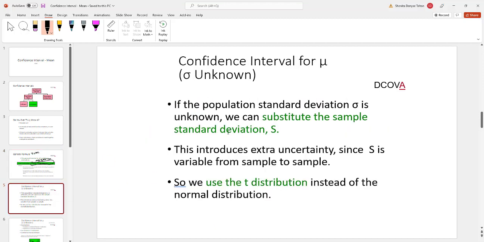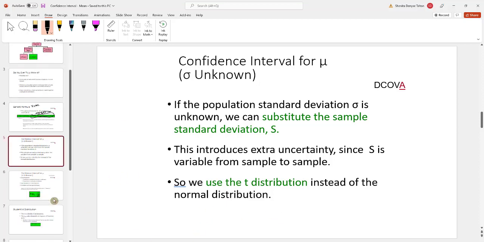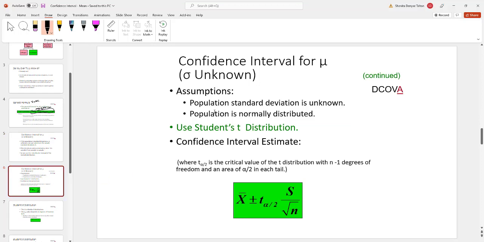If the population standard deviation is unknown, we can substitute the sample standard deviation, which is denoted by the letter S. This introduces extra uncertainty, since the sample standard deviation varies from sample to sample. We then introduce a new type of distribution, called the t-distribution. We will not use a normal distribution here. The assumptions are that the population standard deviation is unknown and the population is normally distributed. We'll use the student's t-distribution to construct our confidence interval estimate.